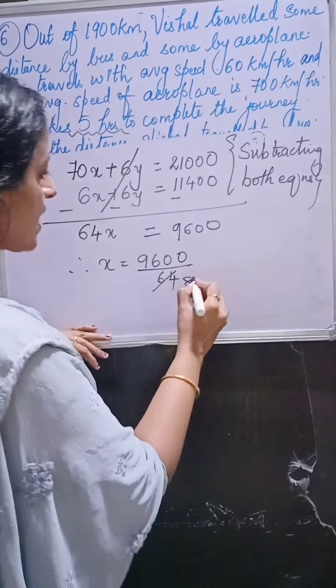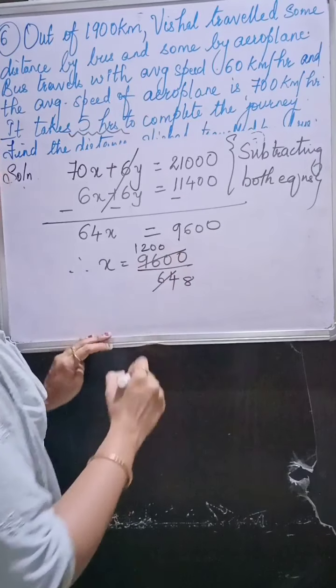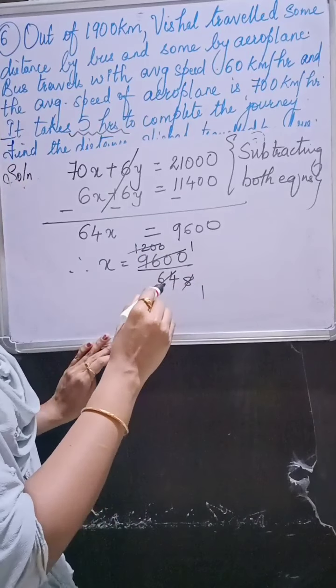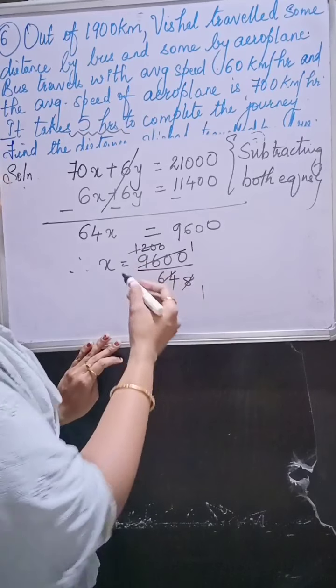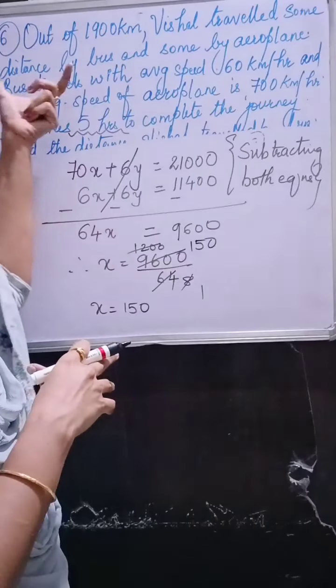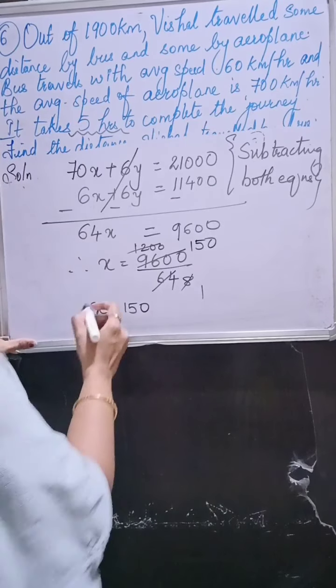8 8s are 64, 8 1s are 8, 2s are and 0 0. I'm just dividing directly 1200 by 8. 8 1s are 8, 8 5s are 40 and 0. So I got x is equal to 150. Yes. What was x? X was the distance covered by bus. So distance covered by bus we got 150.